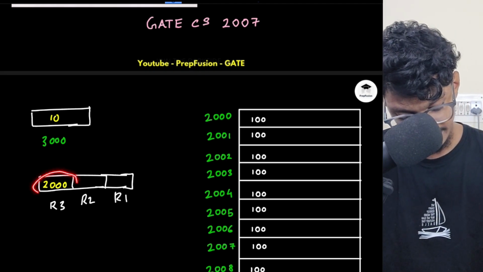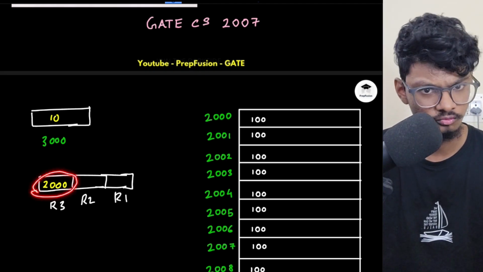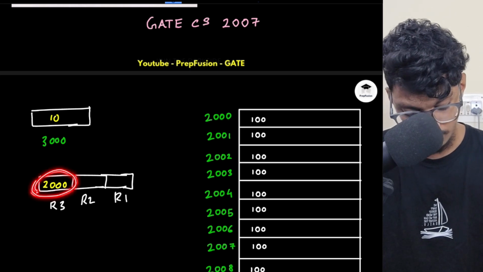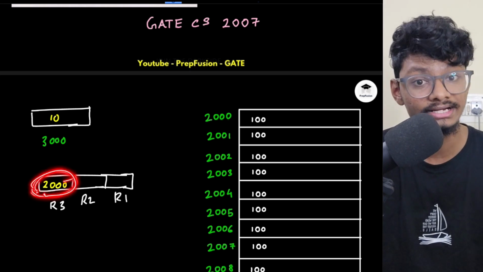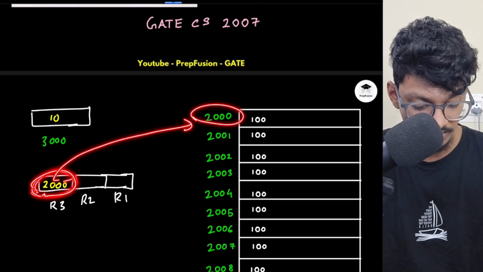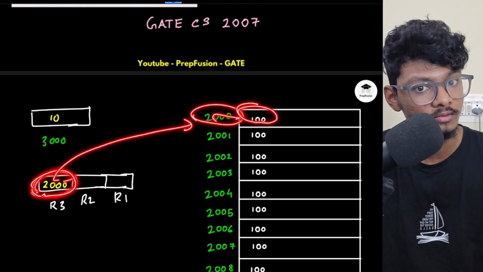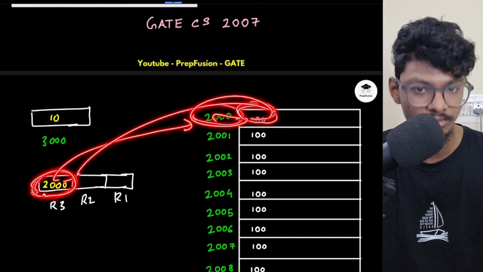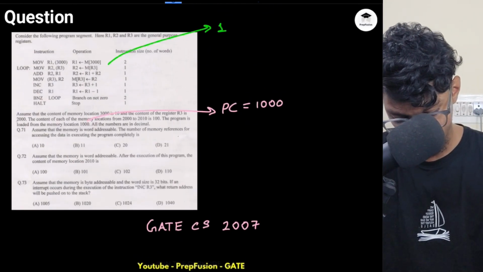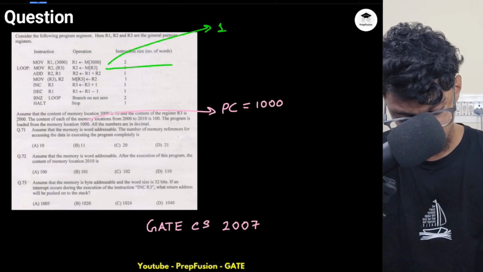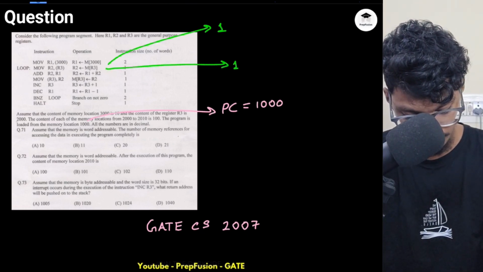So did I need to access the memory here? Yes, right? First I access register R3, that is fine. We don't need any memory access. But as soon as I got this value 2000, this is the address of memory. So I need to go to this memory location, access the memory 2000 and then store it. So I had to access the memory, right? So again, here also I had to access the memory once.